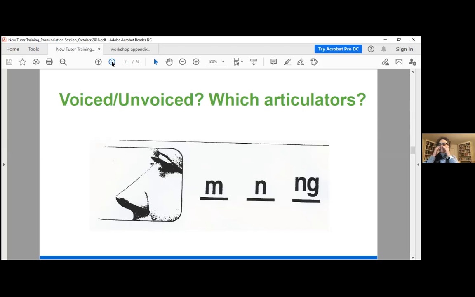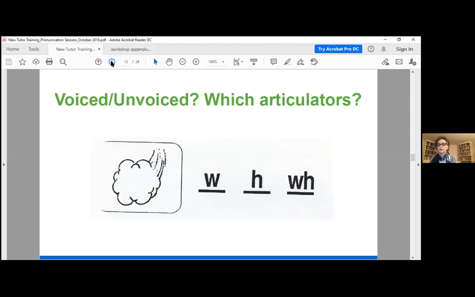which is M, and the N, which is N. I'm listening. And the NG, which is NG. Did anybody feel any vibrations on the side of their nose for those sounds? It makes my nose itchy. Yes, and all these sounds, if you hold your nose, you cannot make those sounds. You can try that later if you want to.